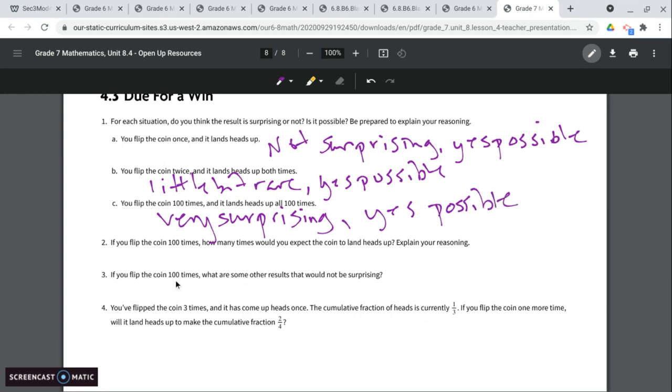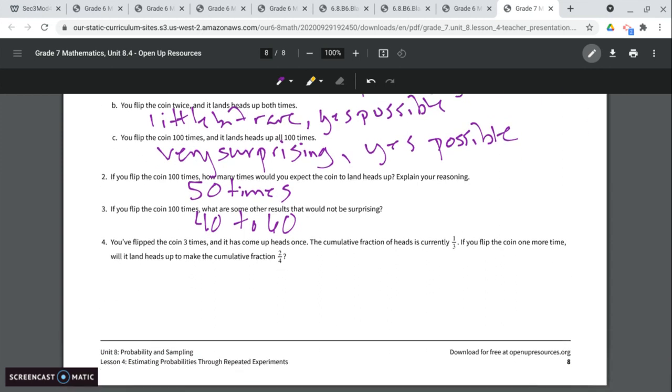For 2, if you flip the coin 100 times, how many times would you expect the coin to land heads up? We would expect it to be about 50 times, because there's a 50% chance of getting heads. It's either heads or tails. If you flip the coin 100 times, what are some other results that would not be surprising? Anywhere from 40 to 60 wouldn't really be that surprising, because it's right around our 50% or 50 times.